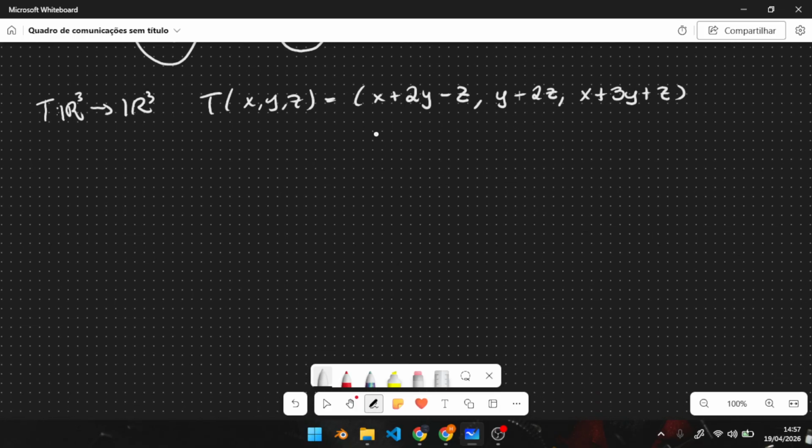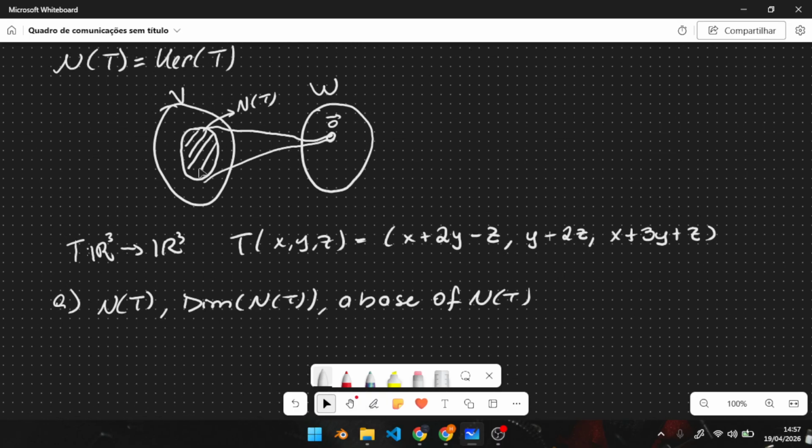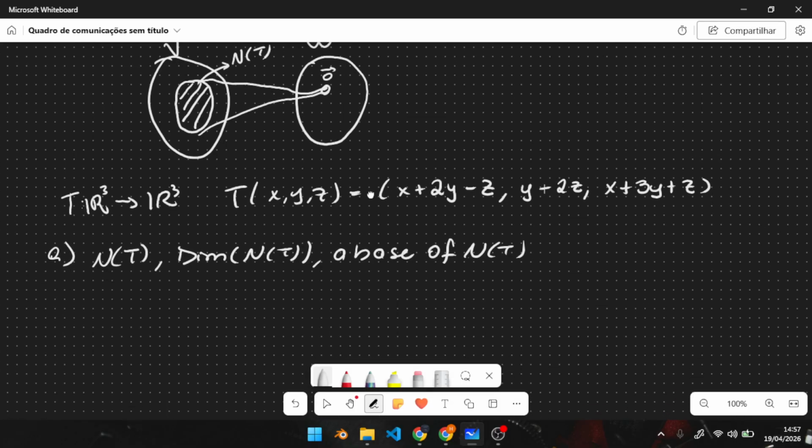And then the first thing it asks for is the dimension of the null space of T, which is basically how many vectors you have in that subspace, and a base of the null space. So to start off with the null space, like I said, it's a set of vectors. When you transform them, it must give you 0.